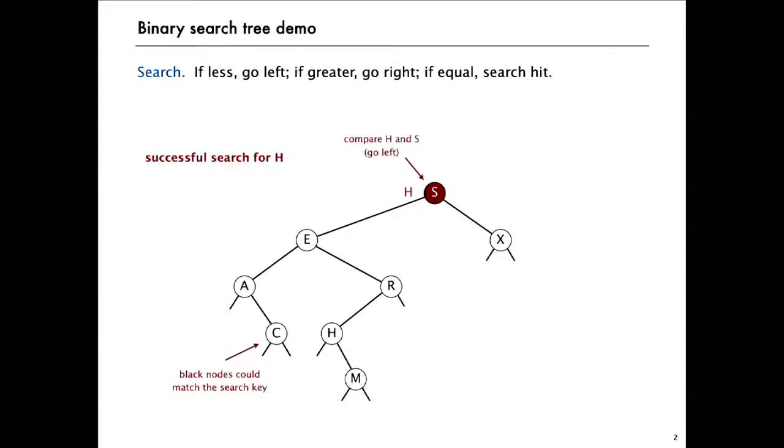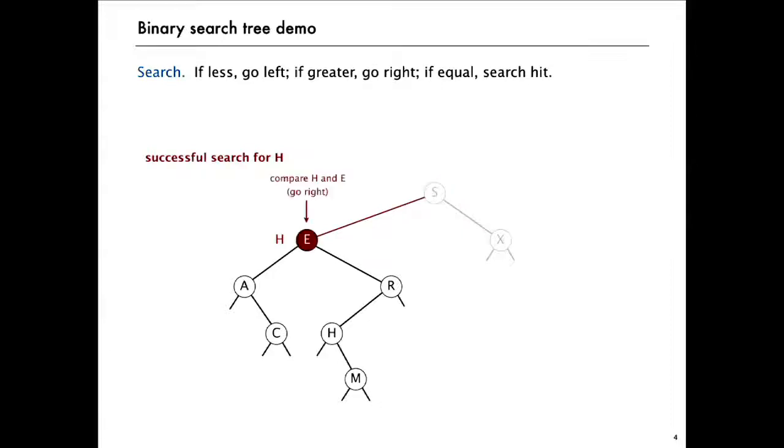And in this case h is less. So all that says to us is that if h is in the tree, it has to be to the left, because everybody to the right is greater than s. So we move to the left and compare h against the root of the left subtree.